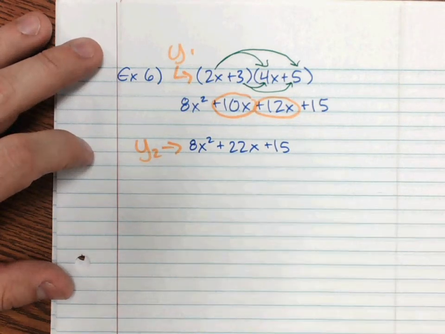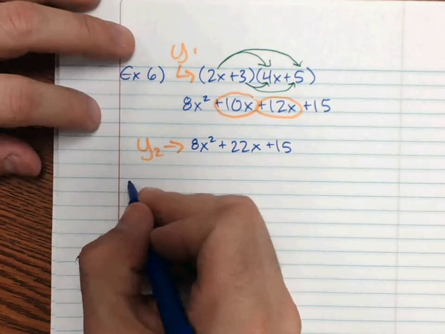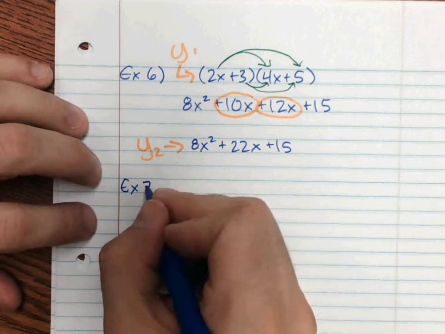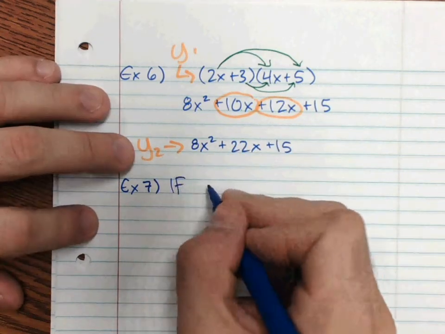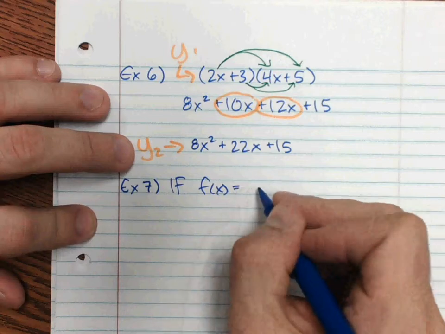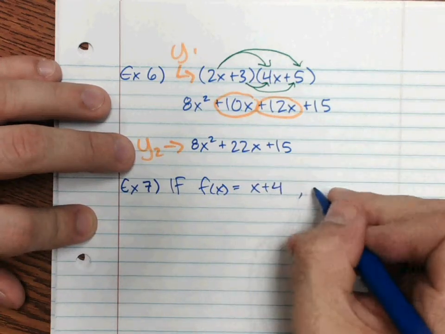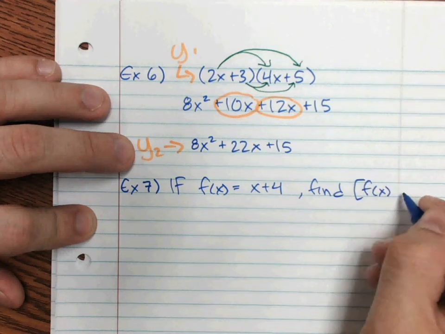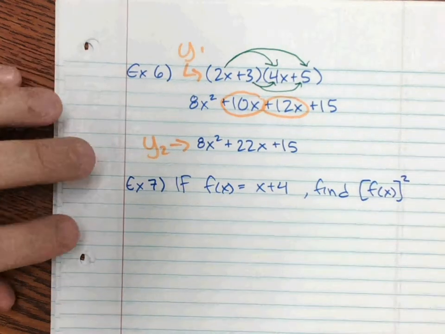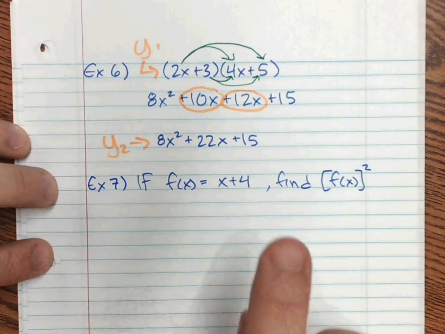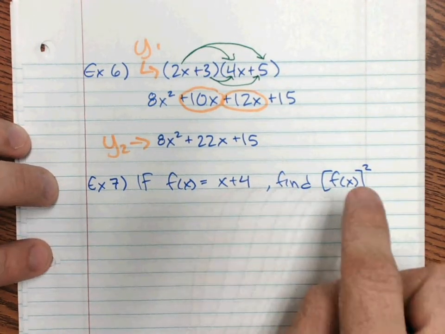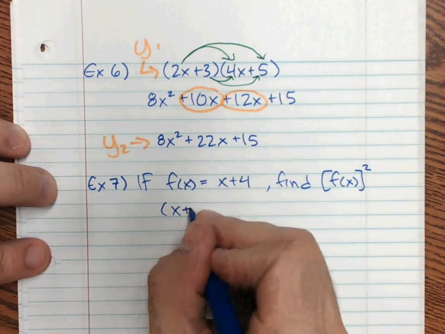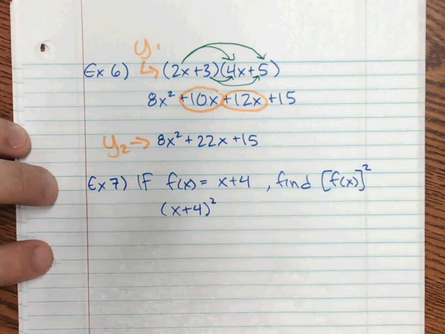Now we're going to move on to using exponents inside or as our function notation. Okay, so example 7 is if f of x equals x plus 4, find f of x squared. So here's how that works. This is f of x. We want to square it. So what this question is asking us to do is this: x plus 4 squared.